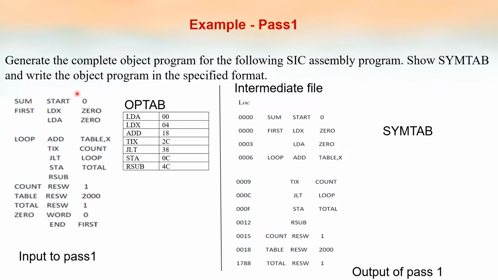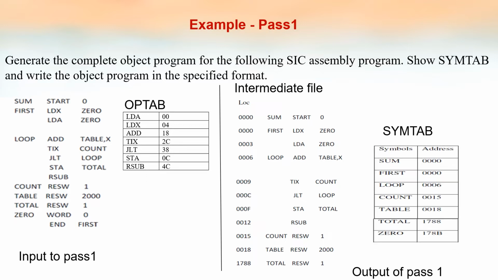So if there is a label in the label field, label, another name is symbol. If there is a symbol in the label field, it is inserted into a table called SymTab. SymTab we have learned, it is a table which contains symbols and their corresponding values. So see, this is the SymTab. Here SUM is a symbol. It is added into SymTab with the corresponding address value from the location counter. So SUM 00. The next symbol in the label field is FIRST, the label, so FIRST is added with the corresponding address value.